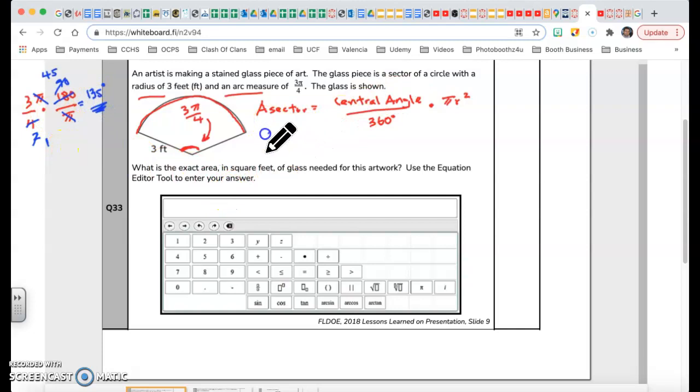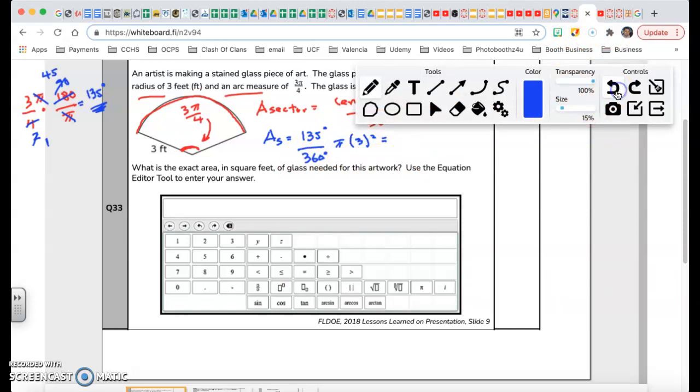Alright, let's plug it in here. My area of the sector is central angle, which is 135. Remember, you have to do it in degrees, divided by 360 degrees. And this is just a little piece, so it's going to be a fraction, right? Times pi times radius, which is 3 squared. Let me keep simplifying. So 135, I can simplify that by 5.